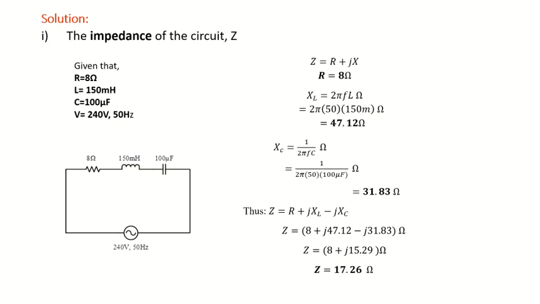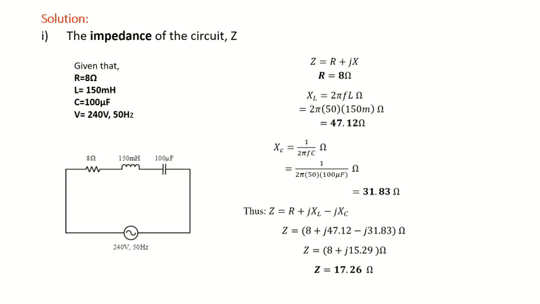So in the first place, the question asks you to get the impedance of the circuit. Since the circuit is in series, we have a series circuit here, and the R is given as 8 ohms, L is given as 150 millihenry, capacitor at 100 microfarads, with V equivalent to 240 volts at 50 Hertz. In order to find the impedance, we know the inductor and capacitor here are all in series.